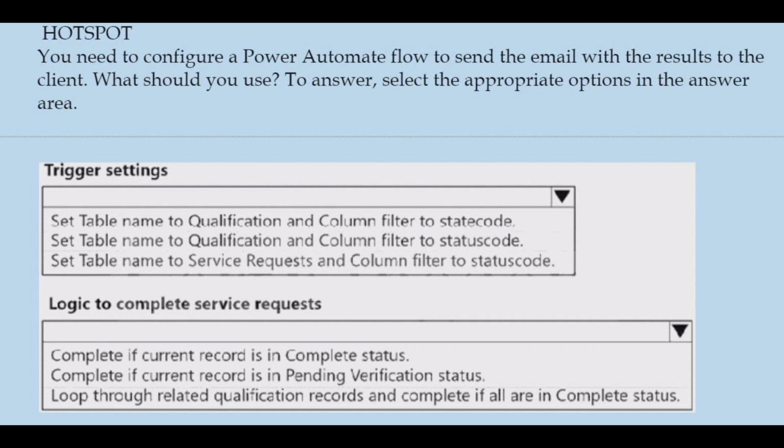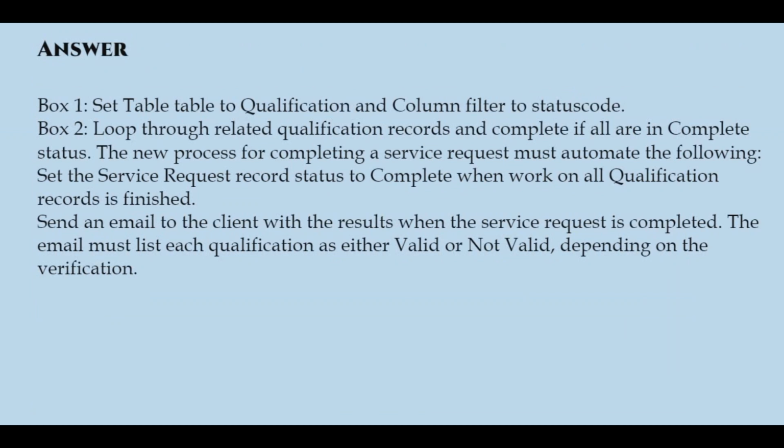Next, logic to complete service request. Options are: complete if the current record is in complete status; complete if the current record is in pending verification status; loop through related qualification records and complete it if all are in the complete status. Answer. Box 1: set table to qualification and column filter to status code. Box 2: loop through related qualification records and complete if all are in complete status.